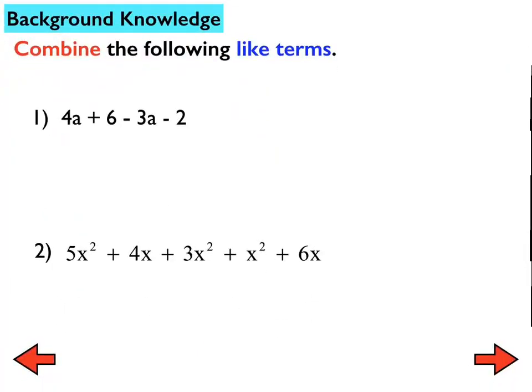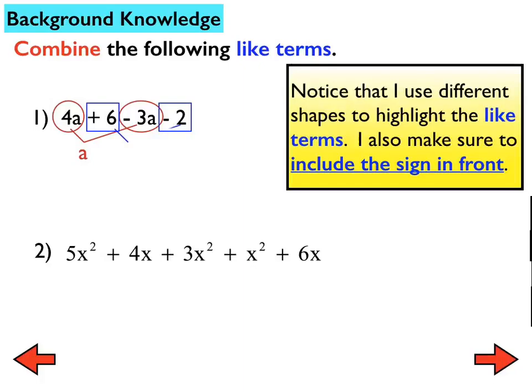So first, background knowledge. We know how to do these problems. How do we combine like terms for number one? Aiden? So we're going to combine the ones that have A's, and I like to draw shapes around them to make it more clear, and that will give us 1A. And then I like to draw a different shape around the other kind of like term. So this one will be constants. That will give me A plus 4.